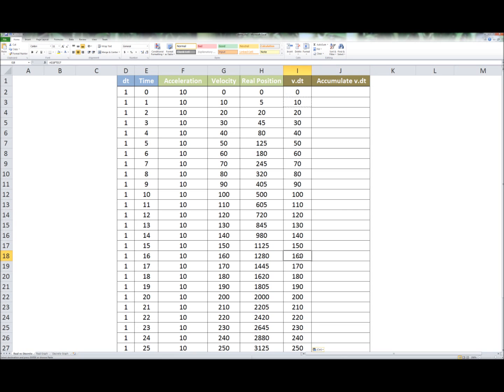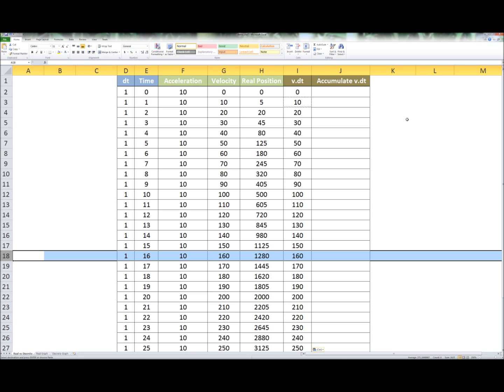So, a quick sanity check here at time 16. We select this column here at time 16. We're traveling at 160 units per time step for one time unit. So one time, yeah, okay, that seems good.